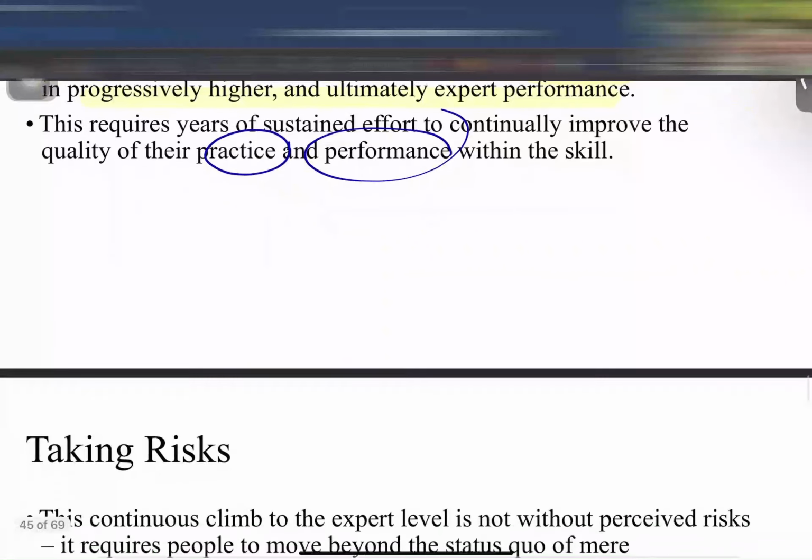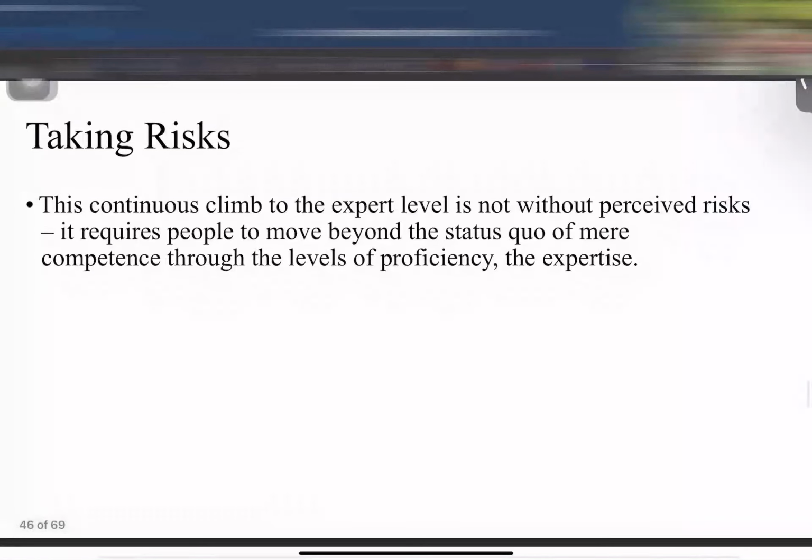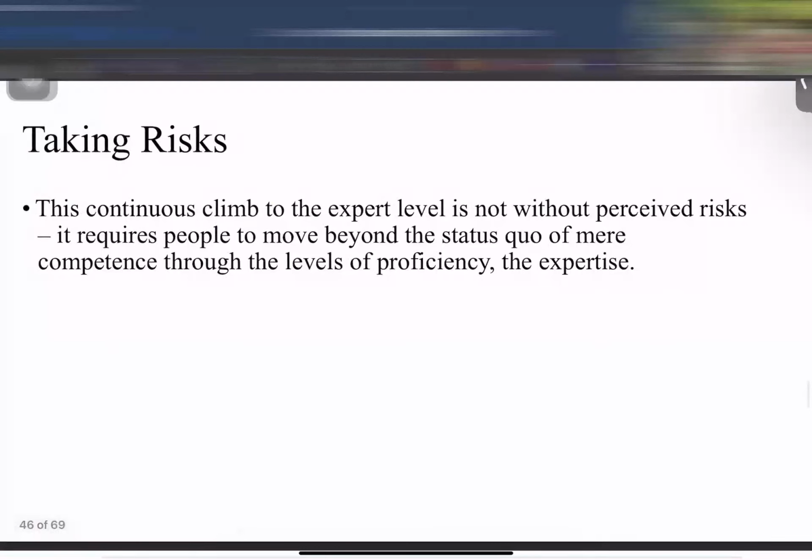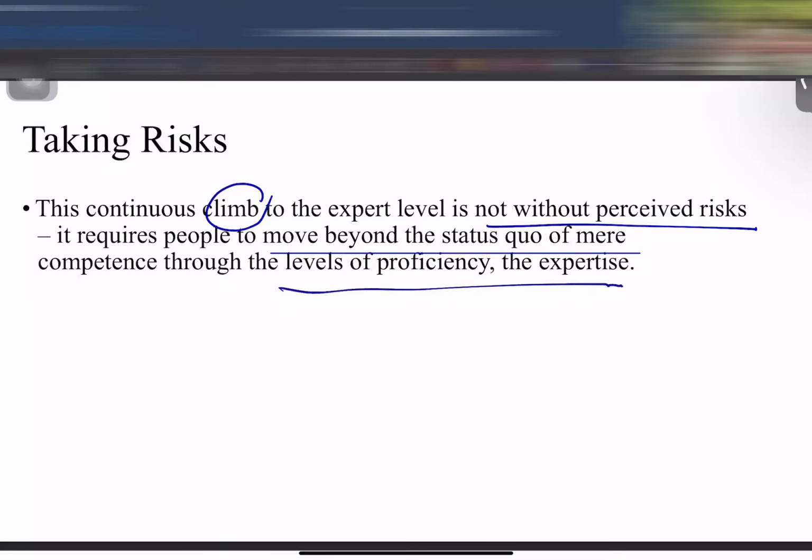And when we talk about taking risk, class, continuously climbing to the expert level is not without the perceived risk. It would require people to move beyond the status quo of mere competence through the level of proficiency, and that would be your expertise. Ano pong main point ng slide na to? Sinasabi niya lang na if you will go up the ladder, there will always be perceived risk.